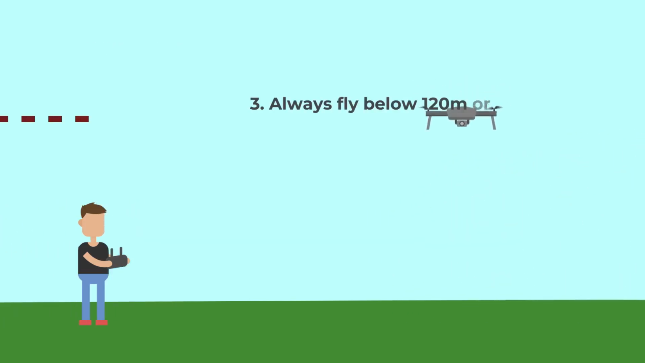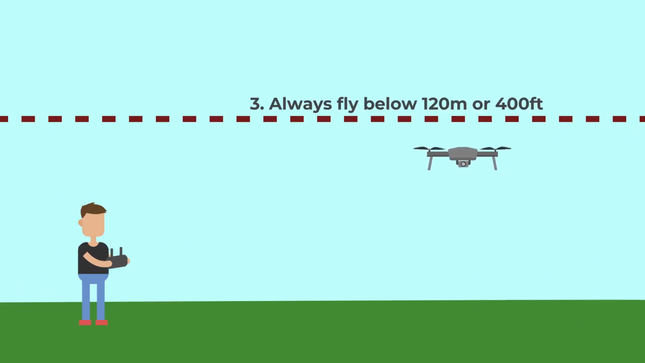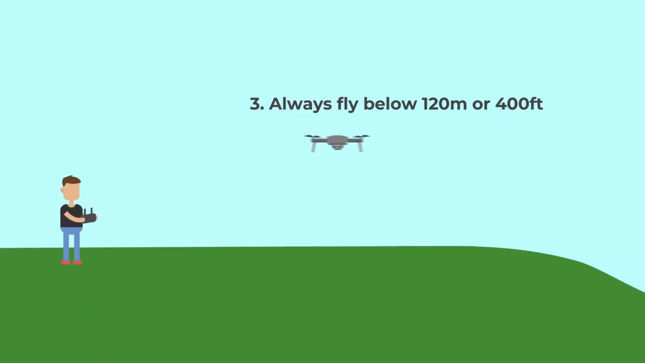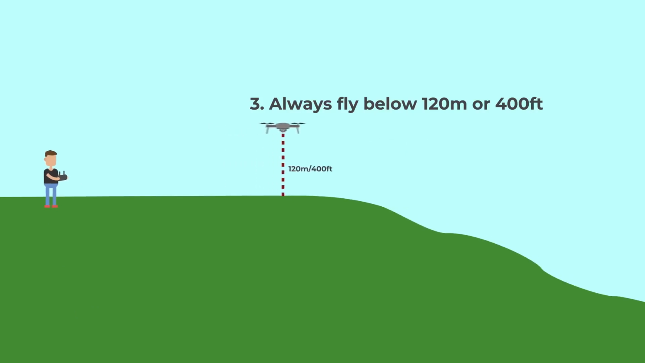Always fly below 120 metres or 400 feet. This will reduce the risk of coming across other aircraft which normally fly higher than this. Always look and listen out for other aircraft that may be flying below 120 metres or 400 feet, such as air ambulances or police helicopters. Your drone must never be more than 120 metres or 400 feet from the closest point of the Earth's surface.